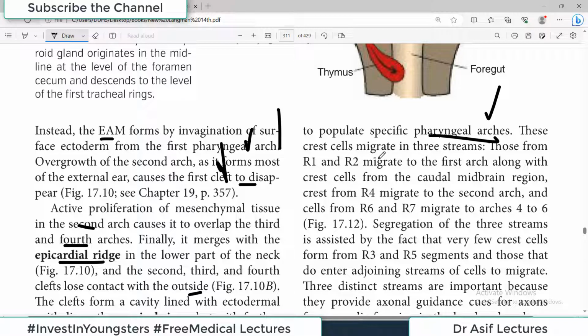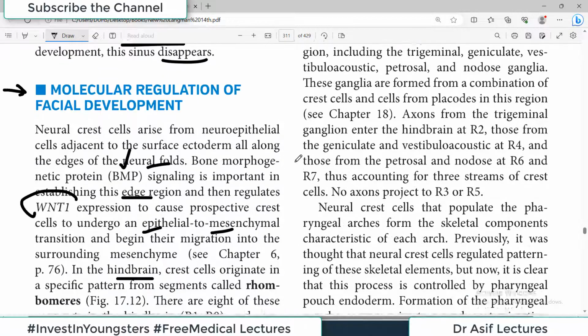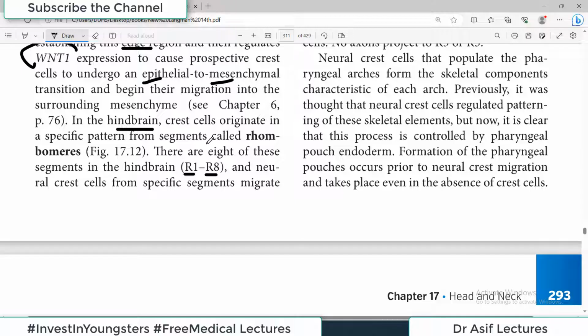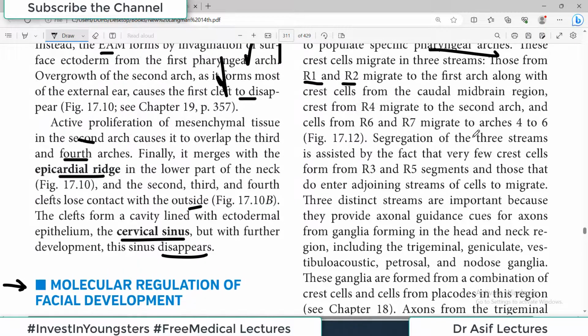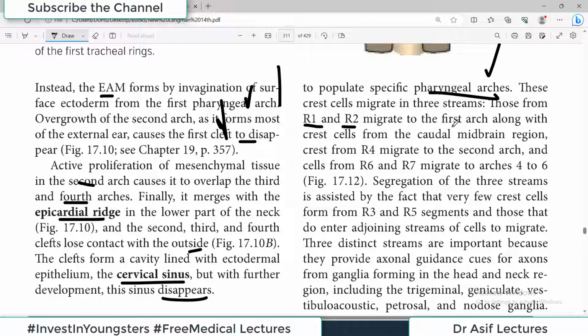These crest cells migrate in three streams. Those from R1 and R2, that is rhombomere 1 and rhombomere 2, migrate. Do you understand what is happening? Neural crest cells are in the hindbrain, arranged in groups, and we are naming each group a rhombomere. Rhombomere 1 and rhombomere 2 migrate to the first arch along with the crest cells from the caudal midbrain region. That's an unimportant line but that is important. R1 and R2 migrate to the first arch.